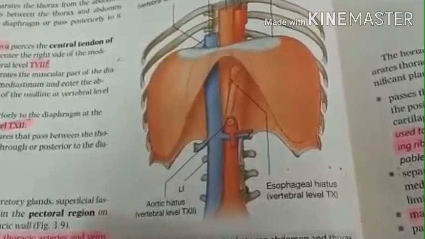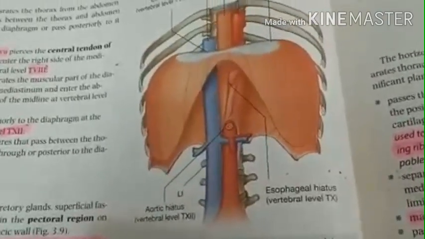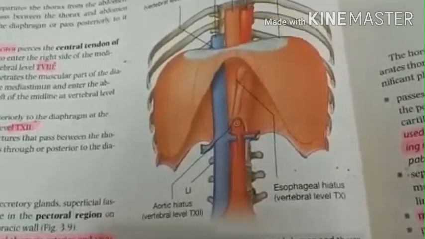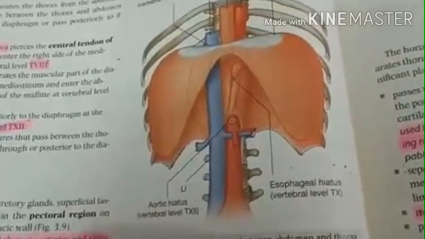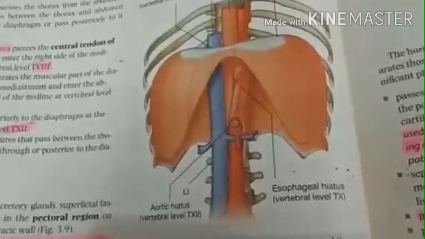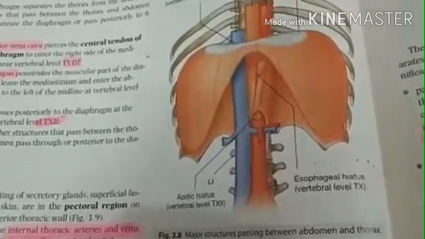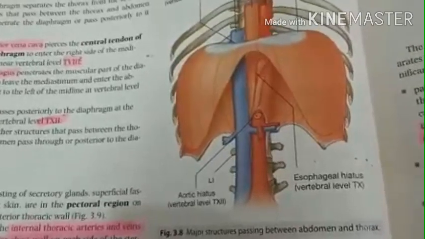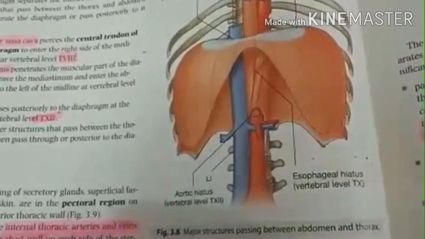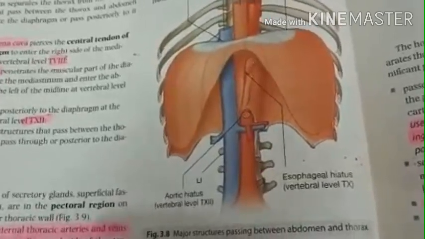As we saw in the diagram before, the aorta lies posteriorly in the posterior mediastinum. So while passing through the diaphragm, it will also move posteriorly, so it lies adjacent to vertebra 12. The other two structures, the inferior vena cava and the esophagus, lie anteriorly to the aorta.